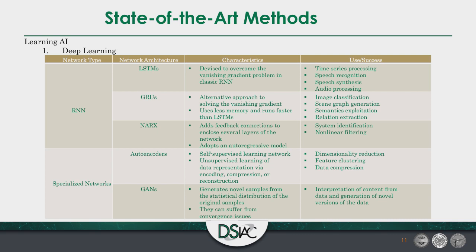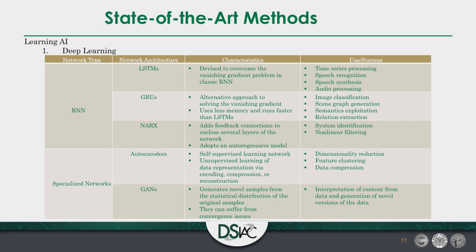GRUs are an alternative approach to the known problem that is seen in RNN, which is the vanishing gradient problem. So GRUs appear to have less susceptibility to this problem, and they use less memory and run faster than the LSTMs. They are used in scene graph generation, semantic exploitation, and relation extraction. As far as NARX, it is mainly used for system identification and nonlinear filtering.